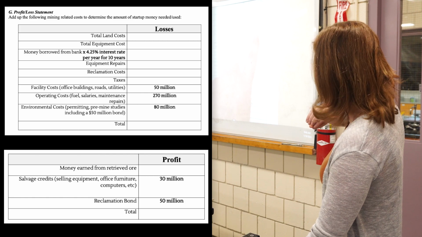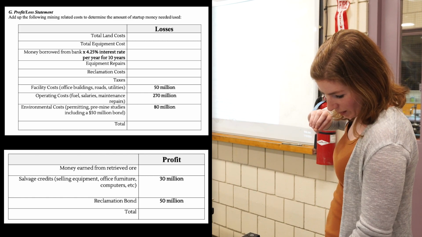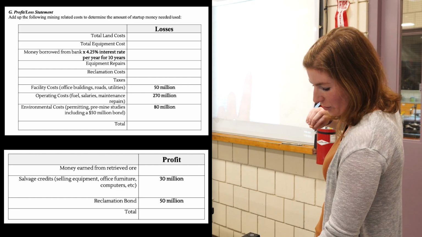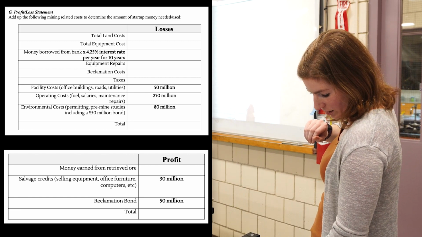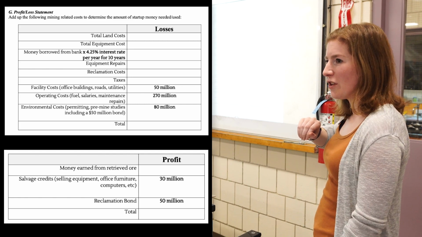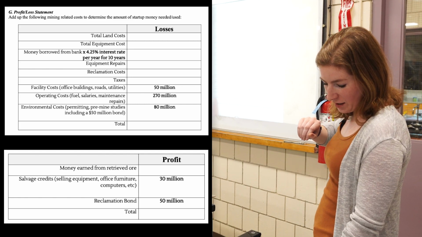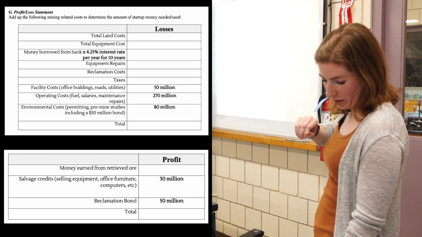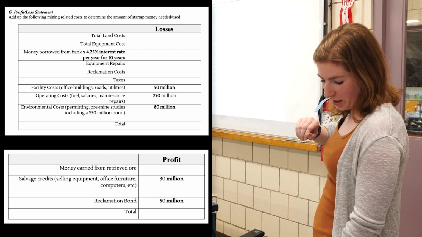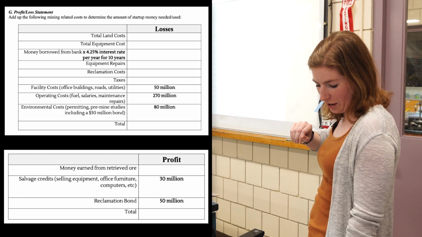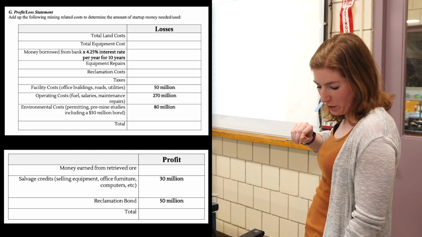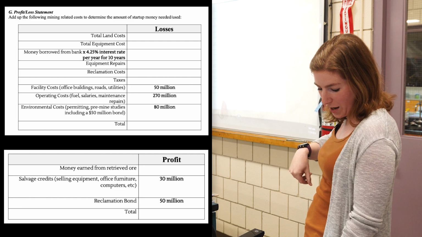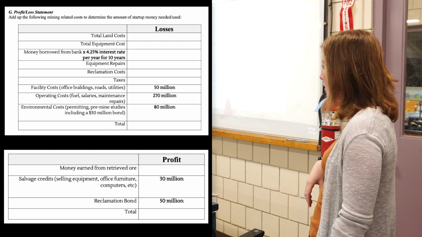Reclamation cost is this one right here. Taxes, that's the number you calculated right here, your taxes to be paid. Write that in taxes. And then, surprise, surprise, you actually have more things you have to pay for. $50 million for facility costs, $270 million for operating costs, you have to pay your workers, and $80 million for environmental costs, permitting, pre-mine studies, including a $50 million bond.